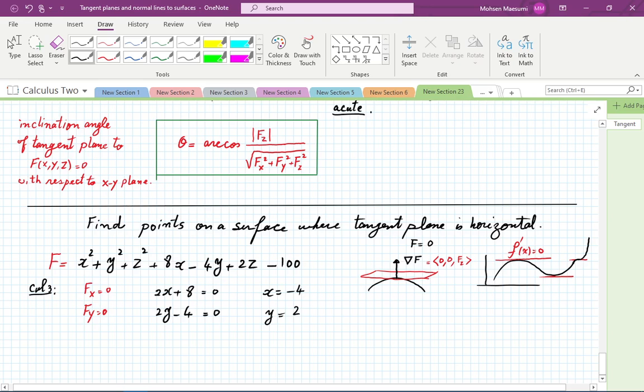As simple as that. Our problem is actually 90% done. This is x, y coordinates of a point where the tangent plane will be horizontal. So fx equal to 0, fy equal to 0. Over there you had just f prime equal to 0. You just have to do two of them.